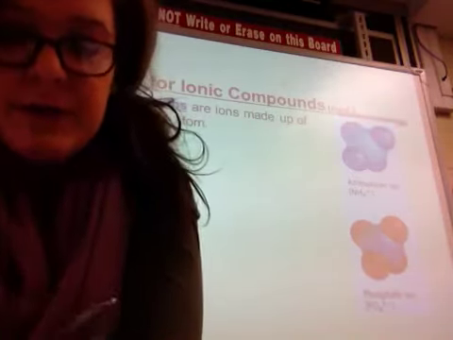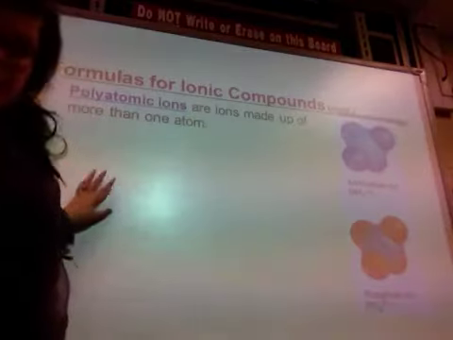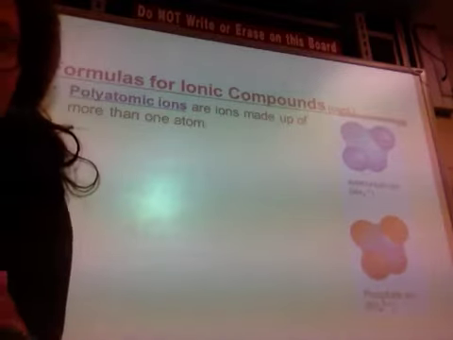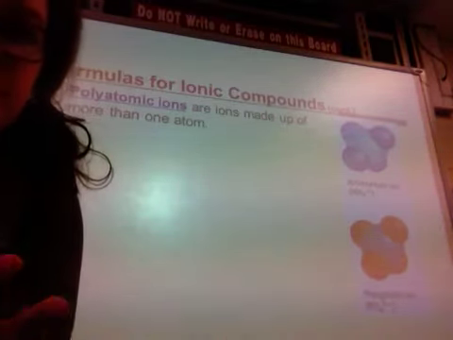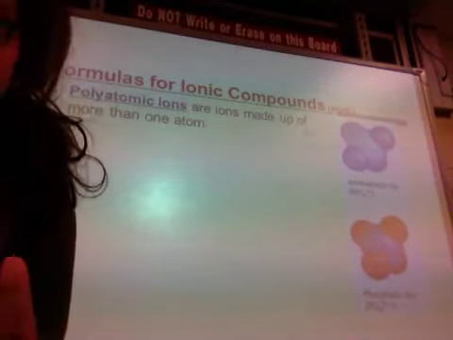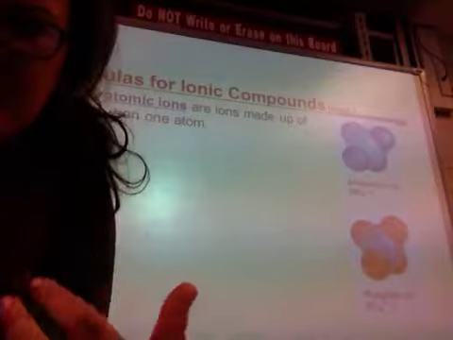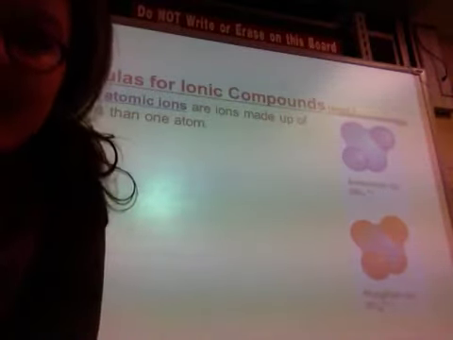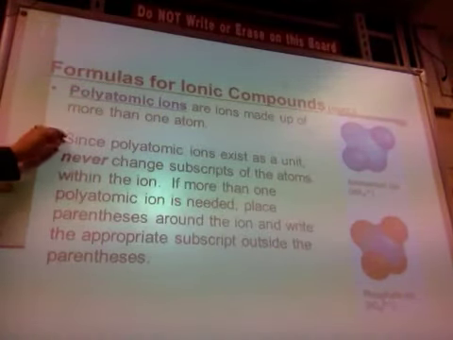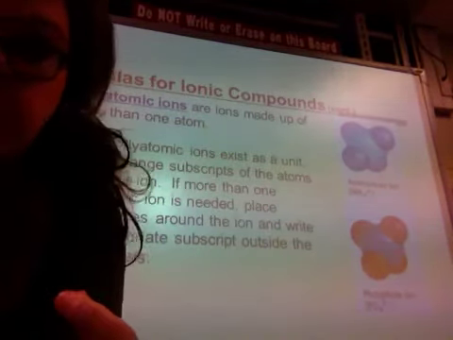For polyatomic ions, which I gave you a list of yesterday in class, I'm looking at this slide where it talks about polyatomic ions, or ions that are made up of more than one atom. So we know that poly means more than one, and atomic just means atoms, so we have more than one type of atom. We talked about this yesterday as well, but I just want to reiterate that they will act as a unit, which is also discussed here in your notes. It says that since polyatomic ions exist as a unit, I'm always going to leave that formula the same.